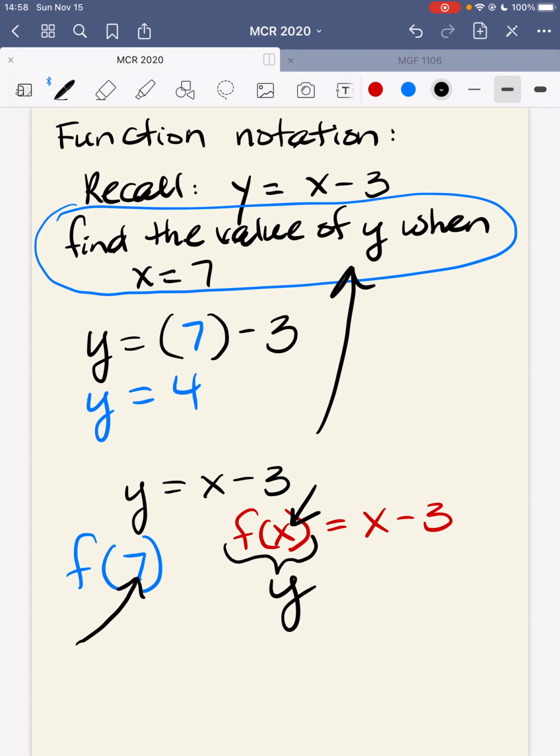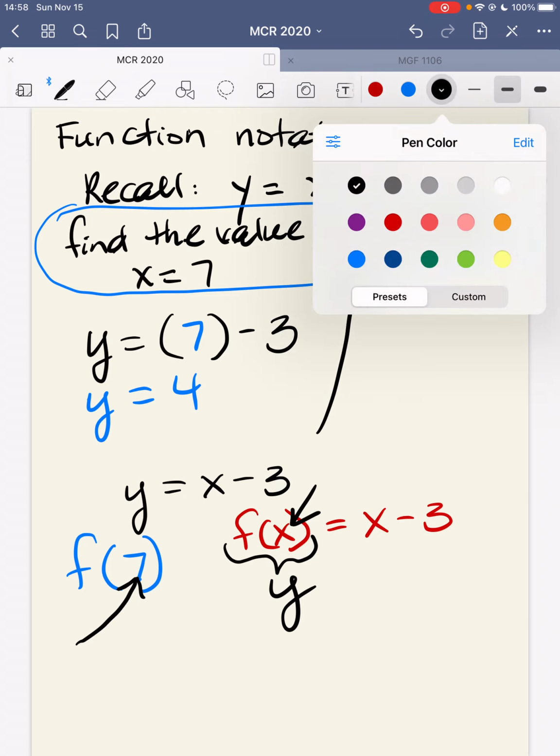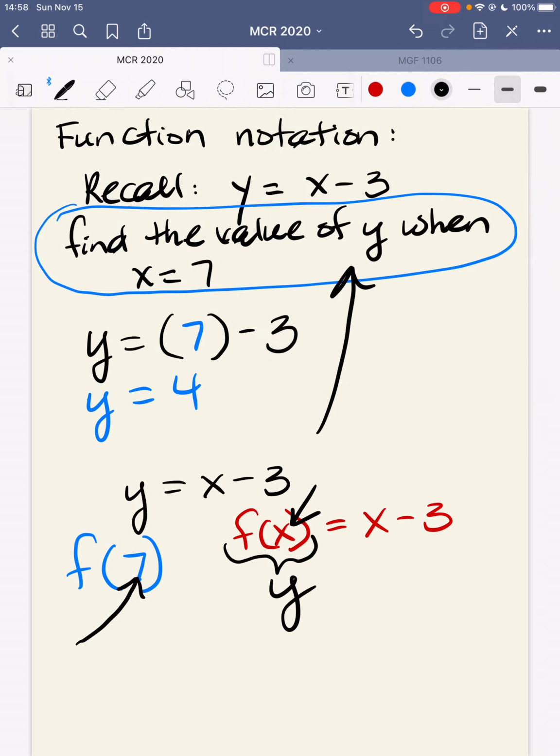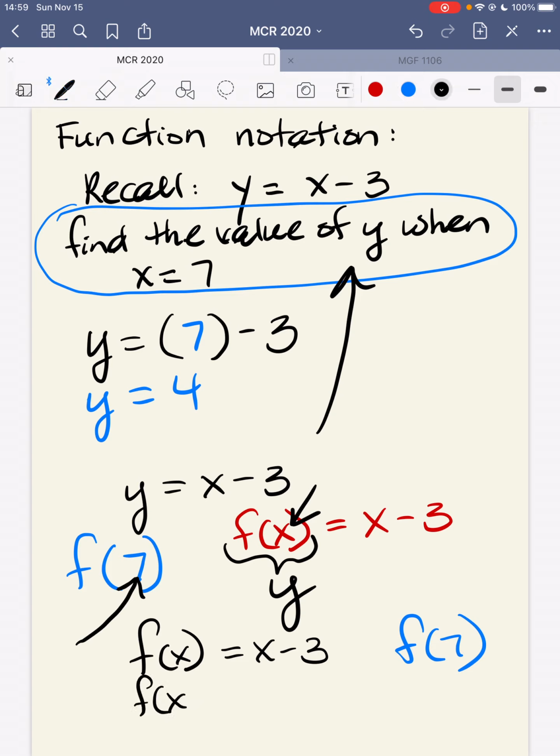Okay? So if I have this equation, and I would be given find f of 7, that means exactly the same thing. So I would say, okay, well, f of 7 is equal to 7 minus 3, so f of 7 for this equation is equal to 4.